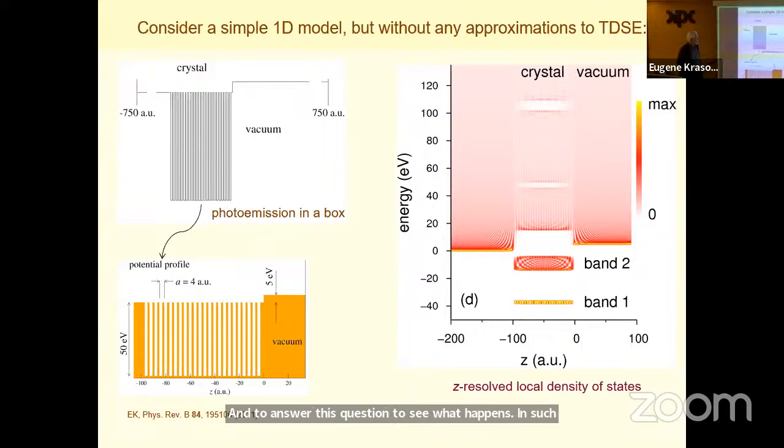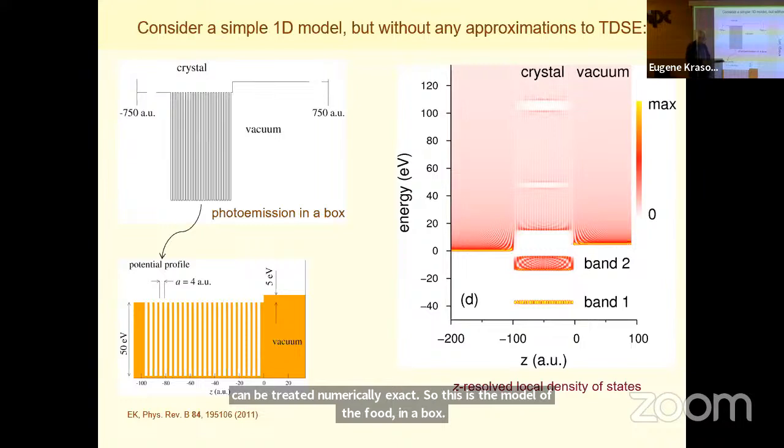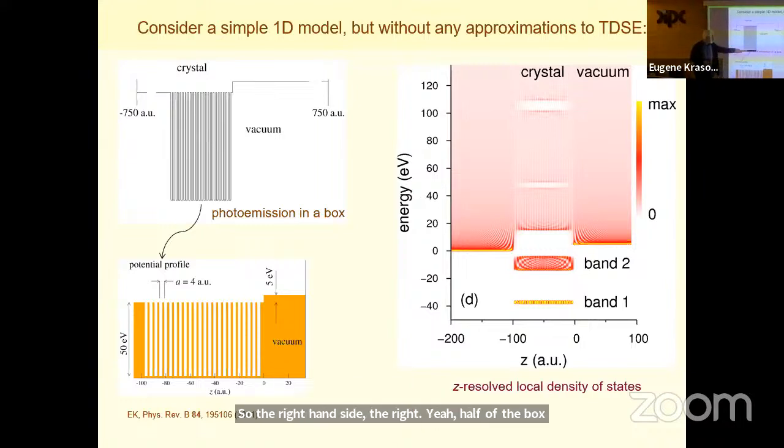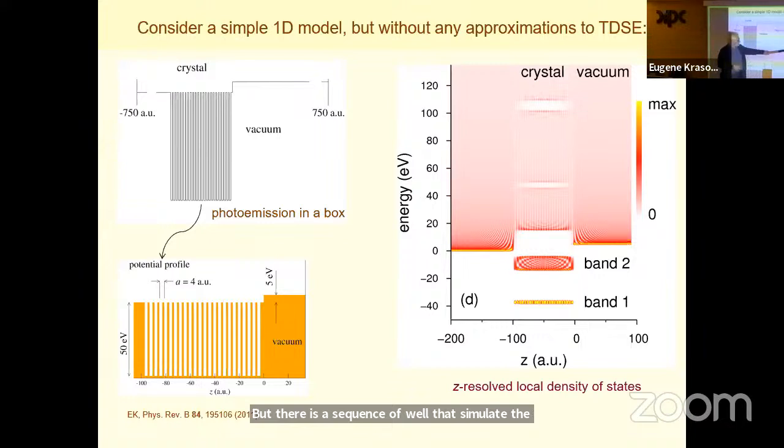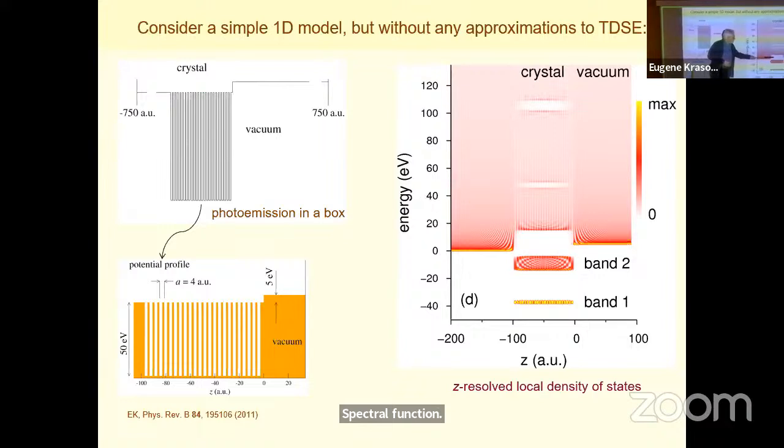To answer this question, to see what happens in such a situation, we have developed a one-dimensional model which can be treated numerically exactly. This is the model of photoemission in a box. The right half of the box is vacuum, and in the left part there is a sequence of wells that simulate the crystal potential, and this is the spatially resolved, or depth resolved, spectral function. Here you see something like the valence band, the semi-core band, and these are the unoccupied states. And there are two forbidden gaps, simply Bragg gaps, in the spectrum.